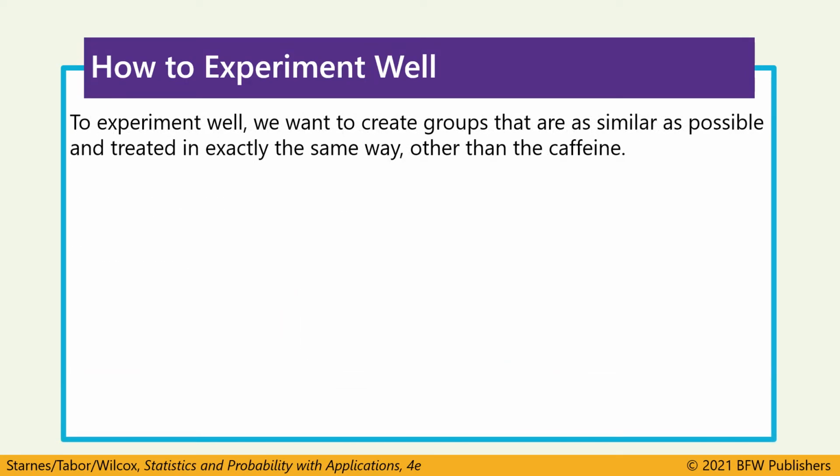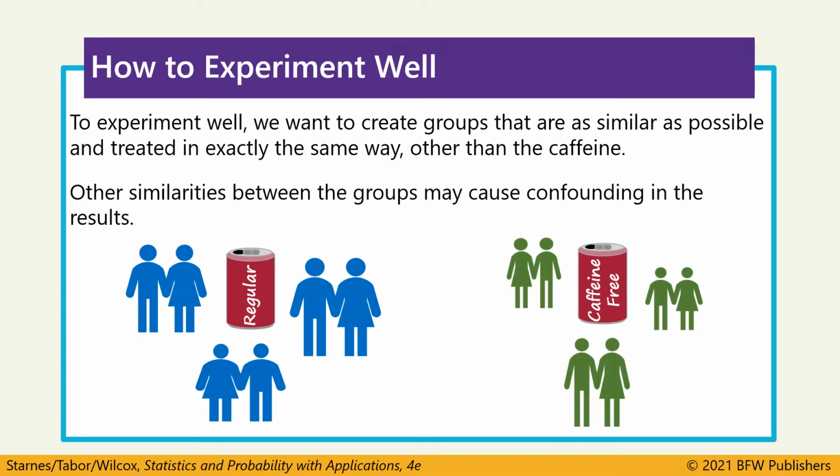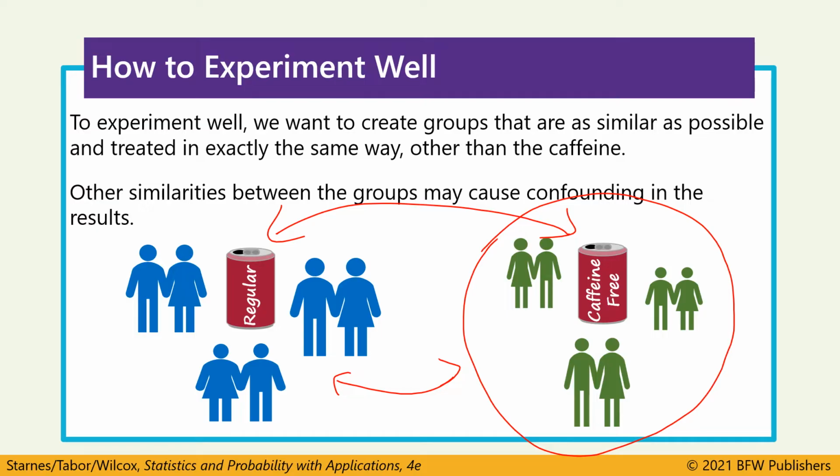We talked about why it was important to create groups that are as similar as possible, with the only exception being the treatment that they receive or don't receive. If there are other similarities between the groups, it could confound the results, and the one we discussed in the last section was the amount of sugar in soda, and that's why the control group gets caffeine-free soda. So they're similar to the treatment group with respect to the amount of sugar they're ingesting, and the only difference is whether or not they get caffeine.